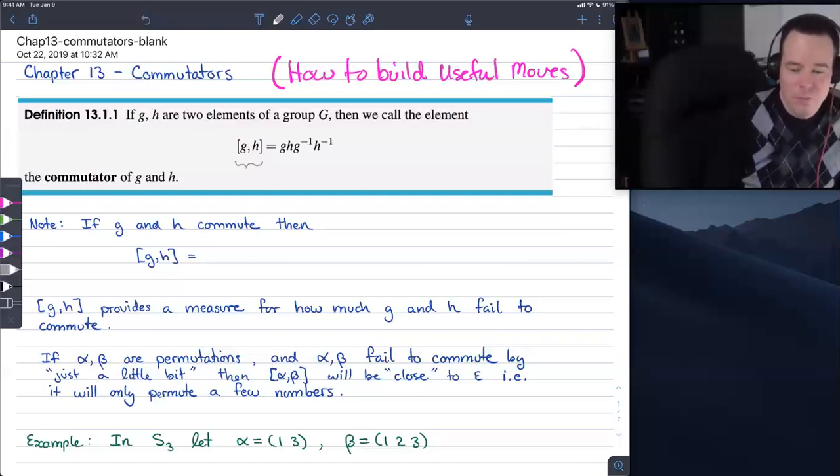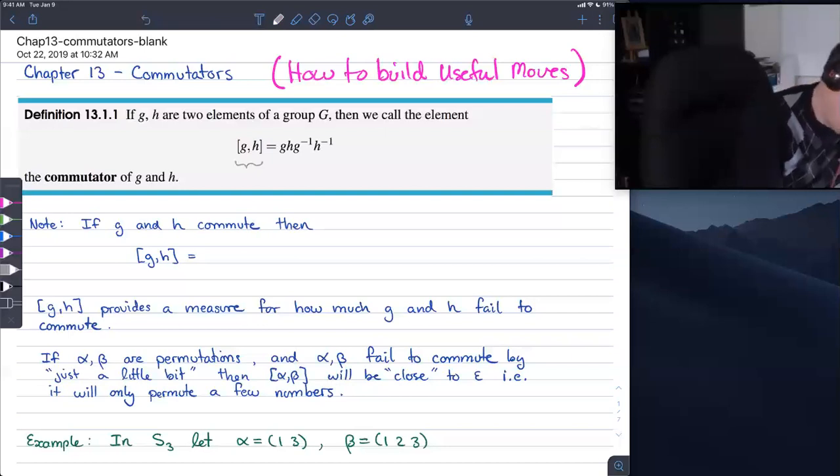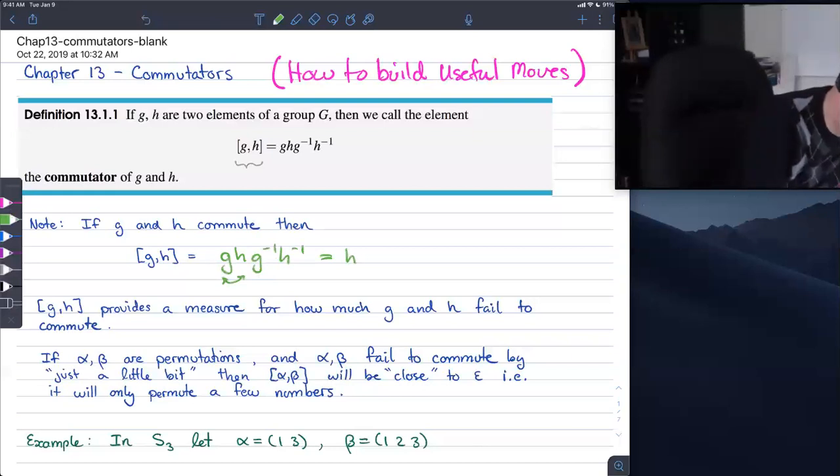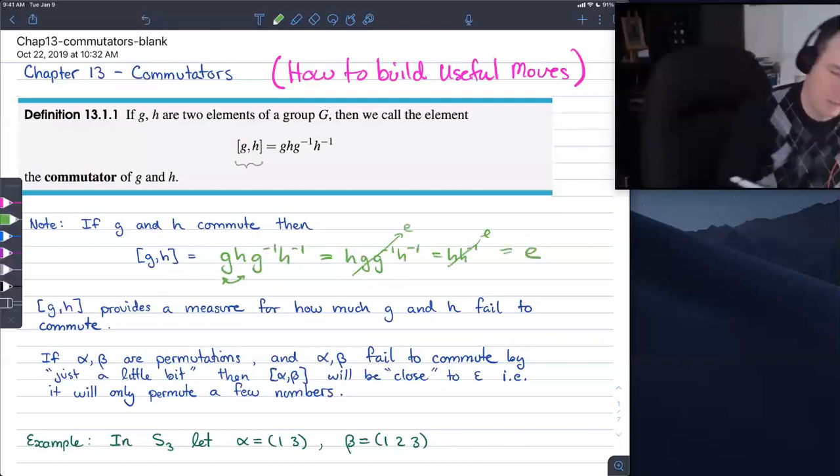So if G and H commute, then what happens? Well, if G and H commute, then I get G, H, G inverse, H inverse. But because G and H commute, it means I could always just switch the order around. G inverse and H commute and all that stuff, but maybe I'll work with the ones that we're stating. G and H commute, so I can switch those orders. So I can get this, and that would be the identity. And then I get H times H inverse, and that's the identity. So it reduces down to the identity.